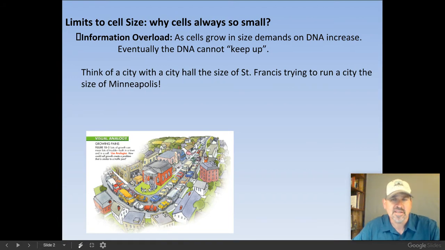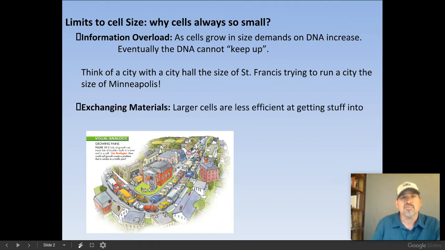Another analogy is just think of a city, like a city hall with the staffing size of, say, St. Francis, trying to manage the municipal needs of a population of 500,000 people, a city the size of Minneapolis. So cells stay small because it limits the demands on the software or the DNA.